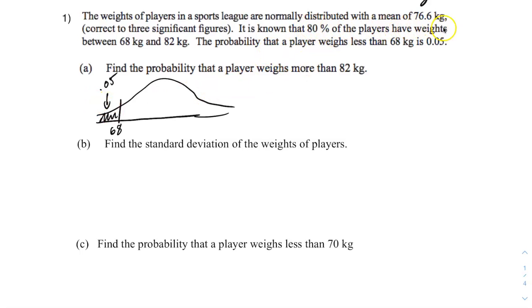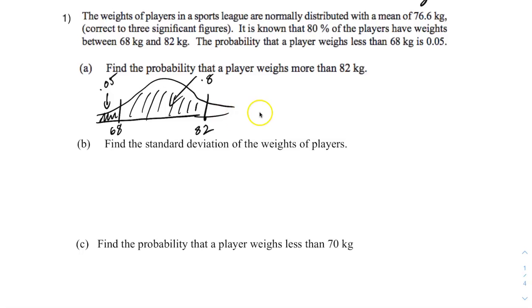80% of players have weights between 68 and 82. So here's 68. If we add 80% to that, we'll get to like over here-ish, right? Like this is 0.8. I don't know how to draw it like that maybe. Try a little different shading. Right, all this middle part is 0.8. And then that gets us to 82.